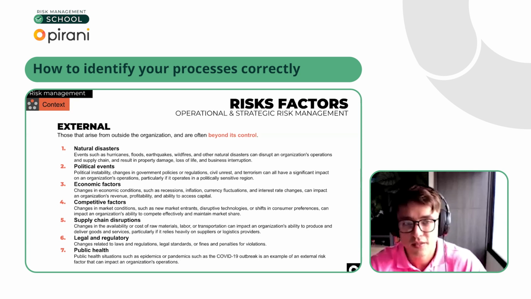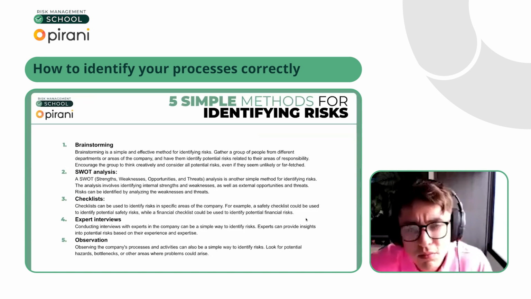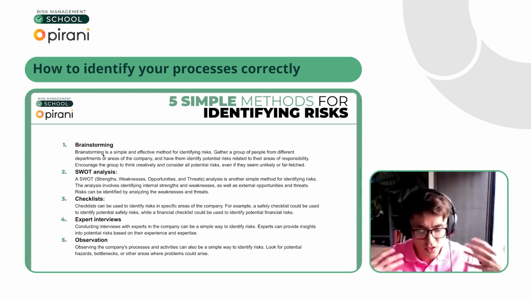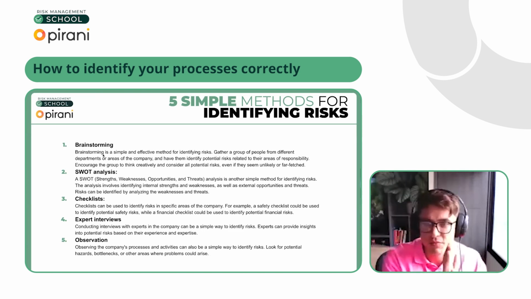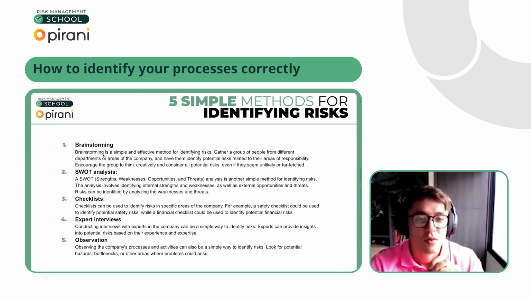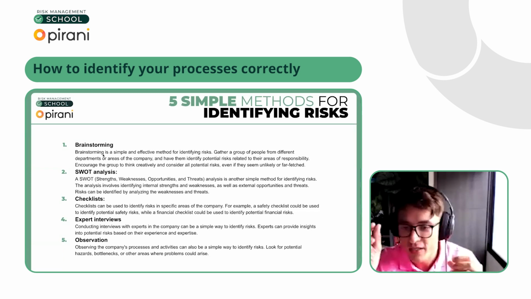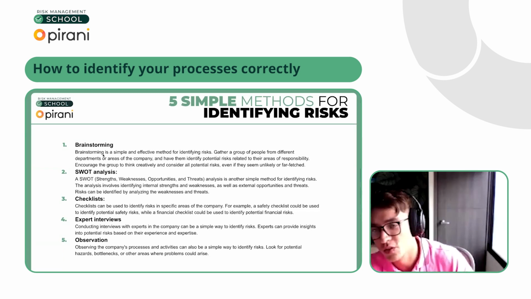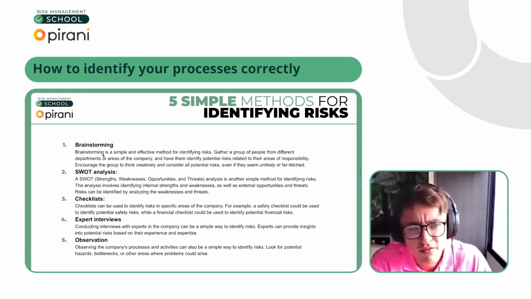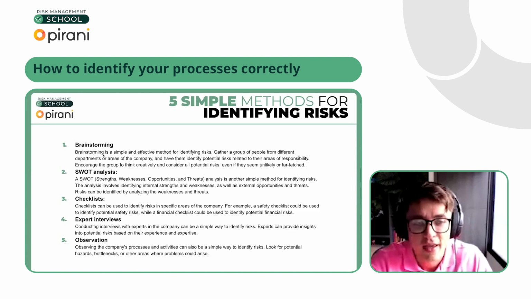or areas, right? So there is a simple method for identifying risks. We can talk about brainstorming. Because if we are starting to do risk management in the company and I already have my process map, and maybe I already have my context, what we can do to start doing risk management, before identifying and naming the risks, is maybe make a brainstorming. And it's a simple and effective method for identifying risks.